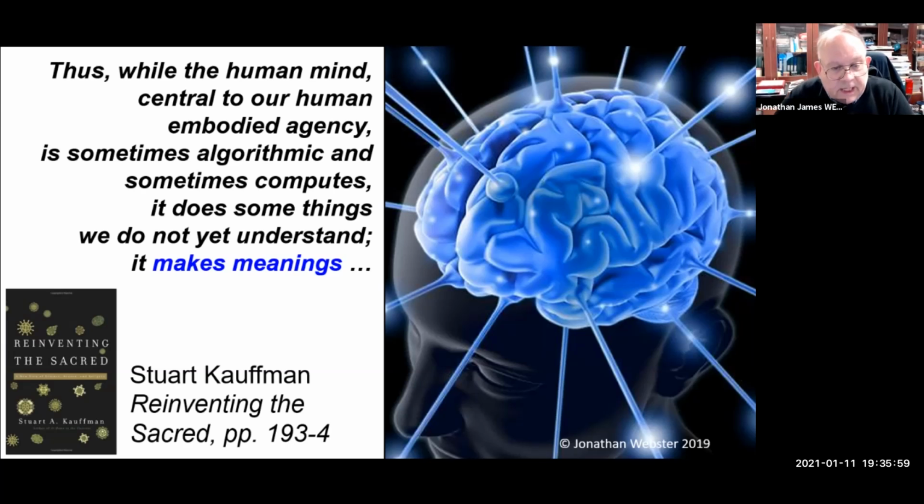There's a book that I like, and especially this quote from it. The author is Stuart Kaufman, and the title of the book was Reinventing the Sacred. He says this: thus, while the human mind central to our human embodied agency is sometimes algorithmic, sometimes computes, it does some things we do not yet understand. It makes meanings.